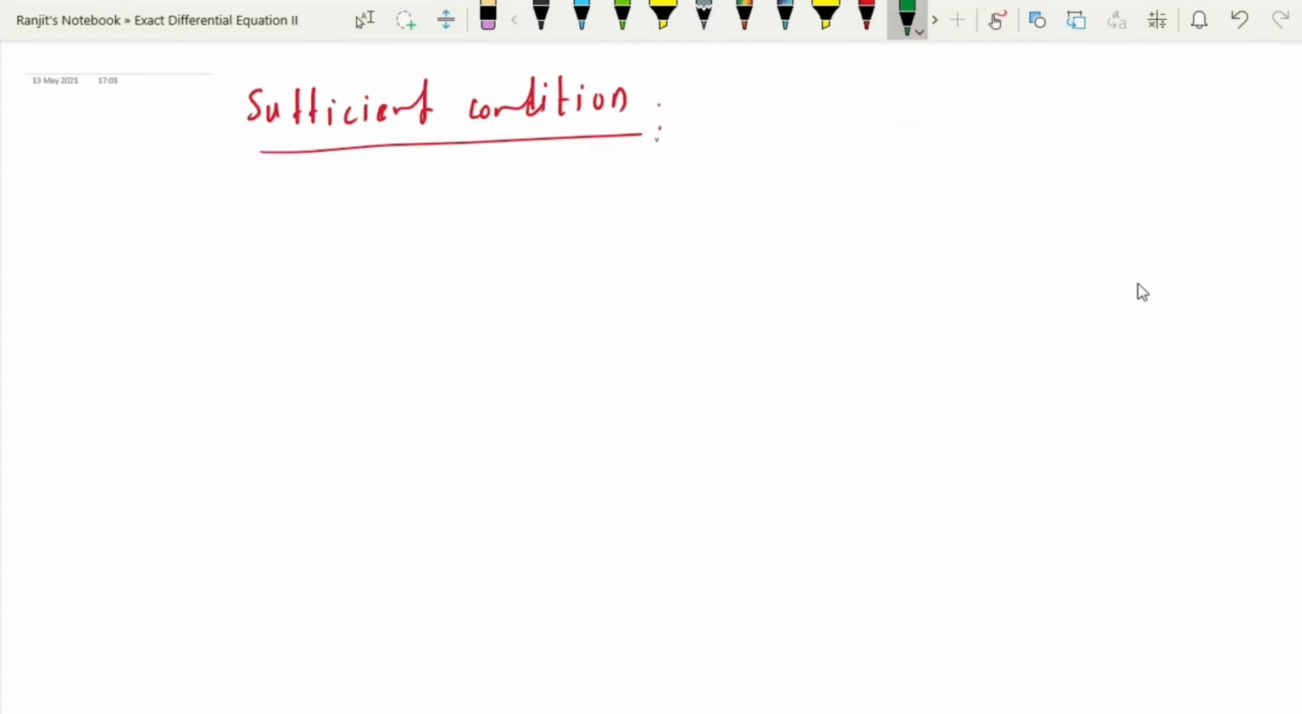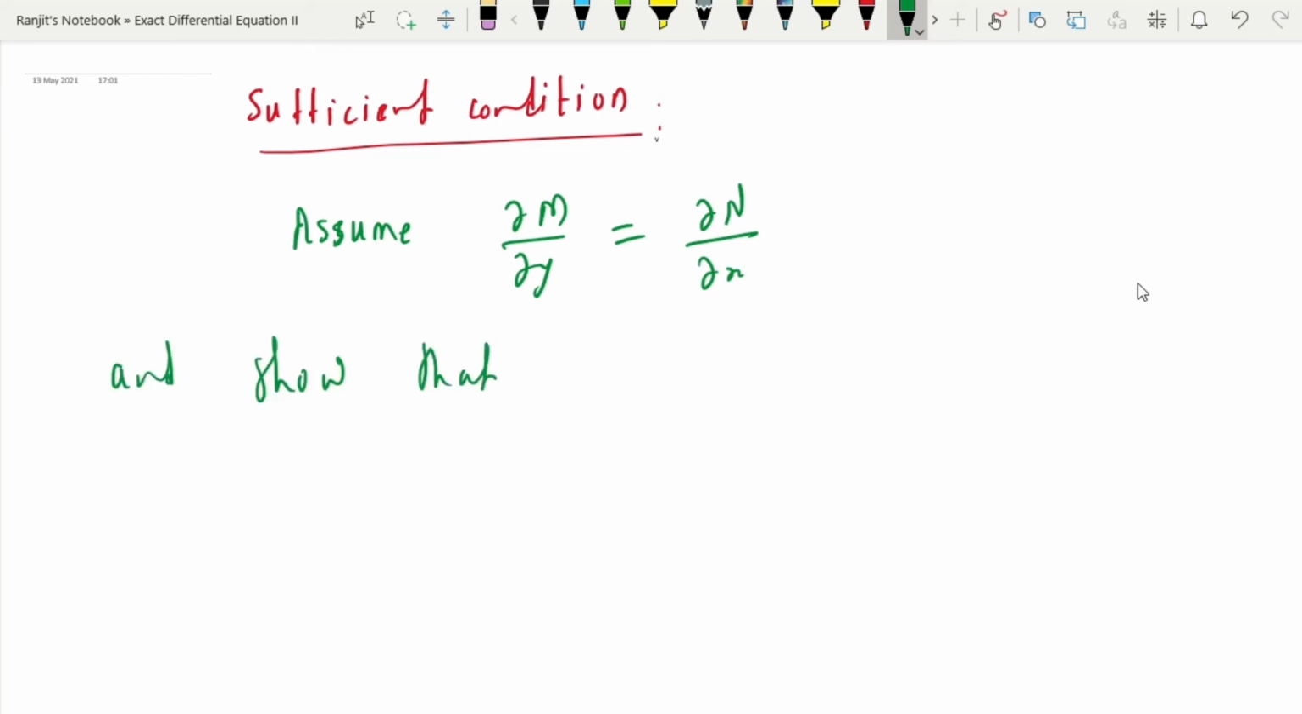For the sufficient condition, we assume that del M by del y is equal to del N by del x, and show that the equation M dx plus N dy is equal to 0 is exact.